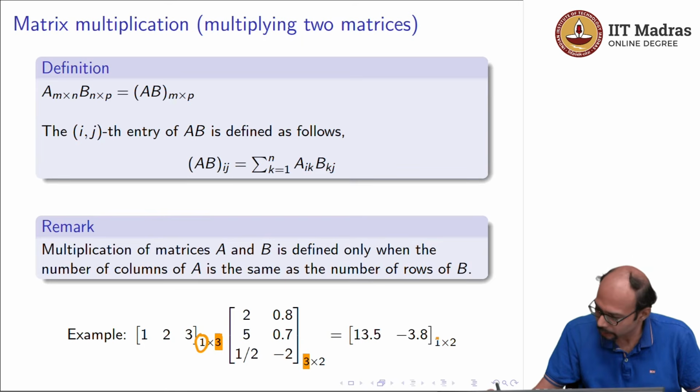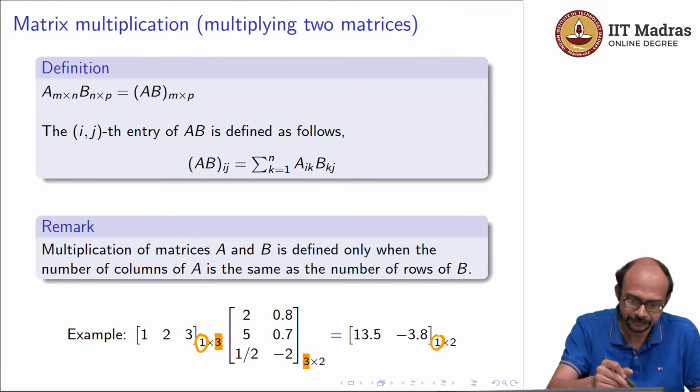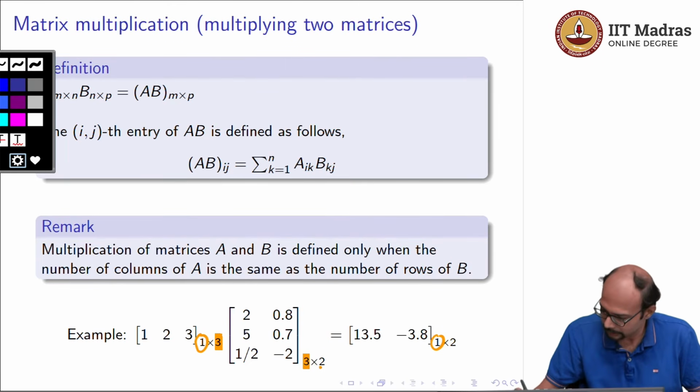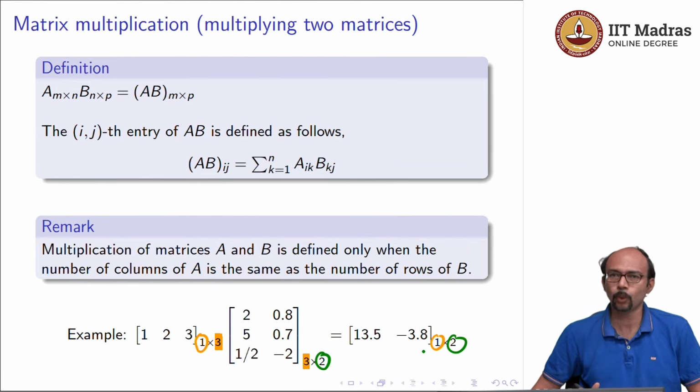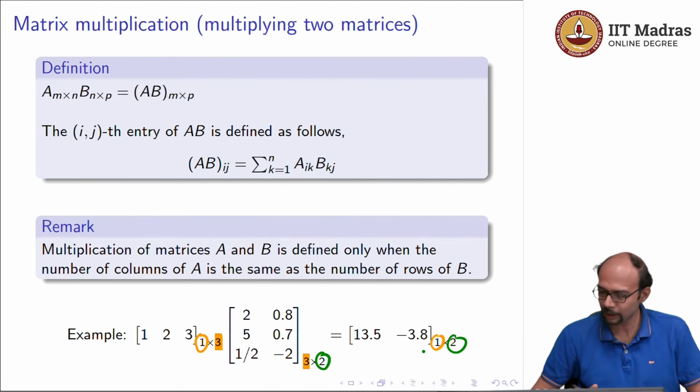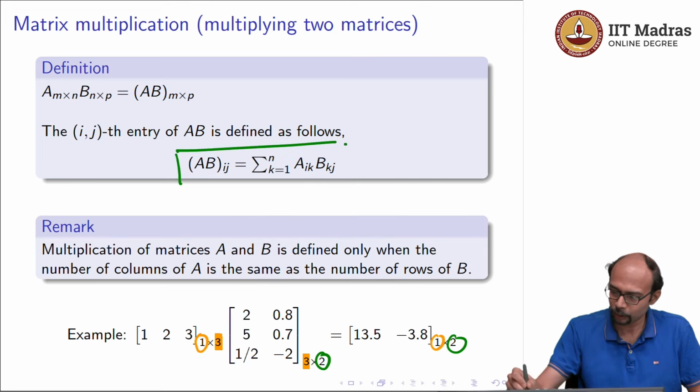So this 1 is what came here, and this 2 is what came here. So the resulting matrix has size 1 by 2, so 1 row and 2 columns. Now how do we get the first entry? To get the first entry, we do 1 times 2 plus 2 times 5 plus 3 times half. To get the second entry, we do 1 times 0.8 plus 2 times 0.7 plus 3 times minus 2. And this is what we'll get. I'll encourage you to check that what I just said is exactly this formula over here.